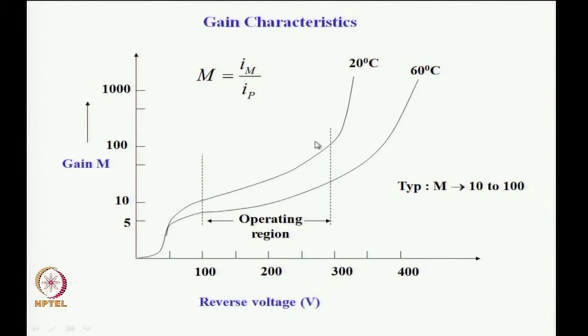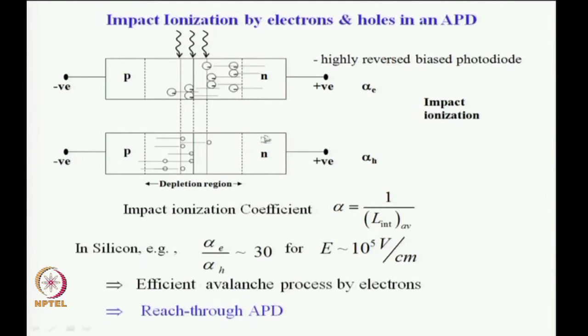One can cool this further down, and the curve would qualitatively look like this. The characteristic will go up if you cool the detector further, and it will be less noisy as well. So, we come to this discussion here, impact ionization by electrons and holes in an APD.